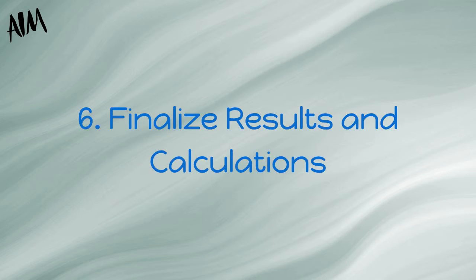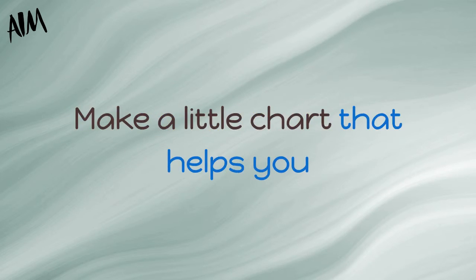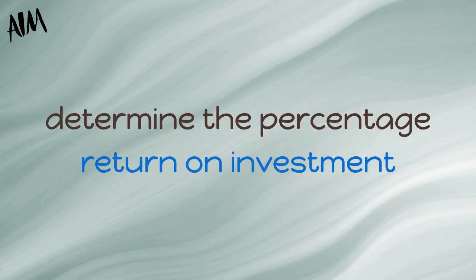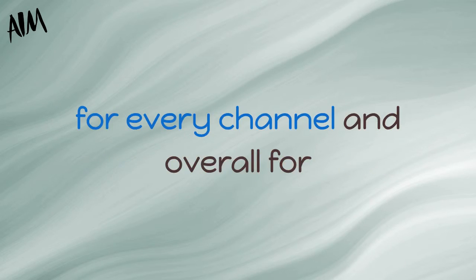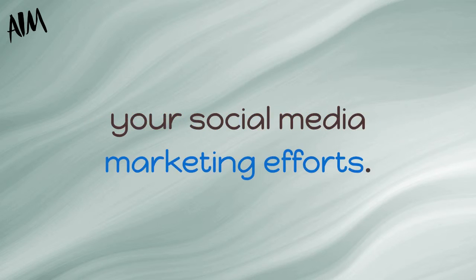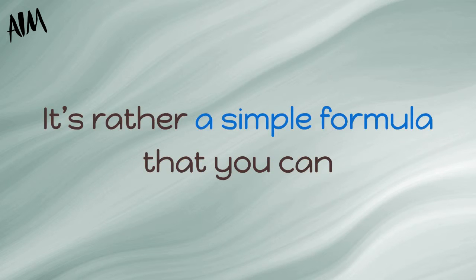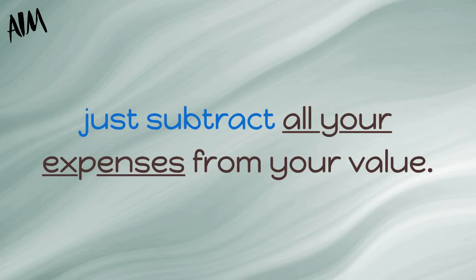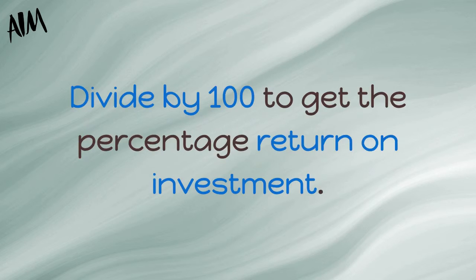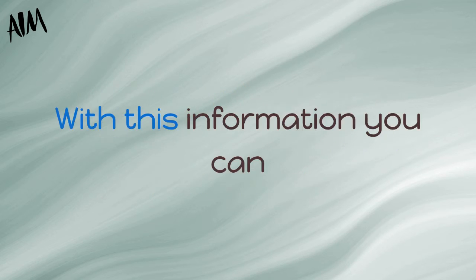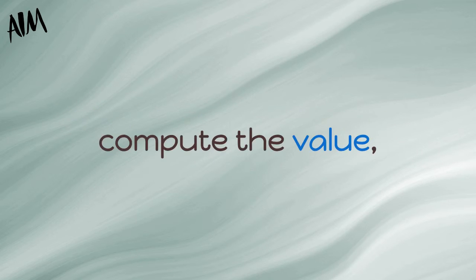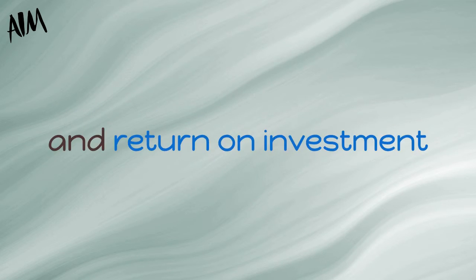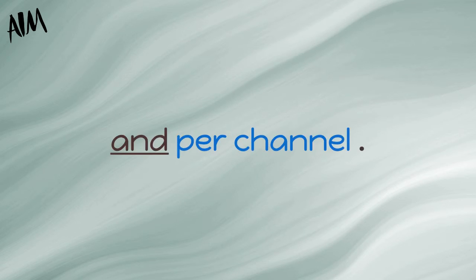When it's time to finalize results and calculations, make a little chart that helps you determine the percentage return on investment for every channel and overall for your social media marketing efforts. It's rather a simple formula that you can plug into your spreadsheet. The percentage return on investment is easy to figure out. To get the ROI, just subtract all your expenses from your value. Divide by 100 to get the percentage return on investment. With this information, you can compute the value, cost, and return on investment in total and per channel.